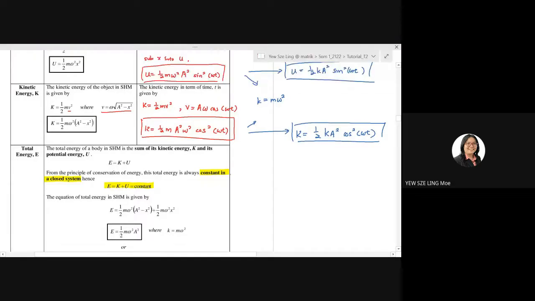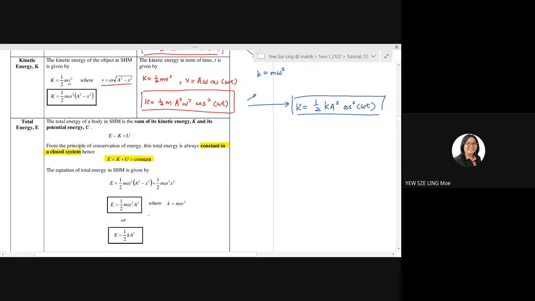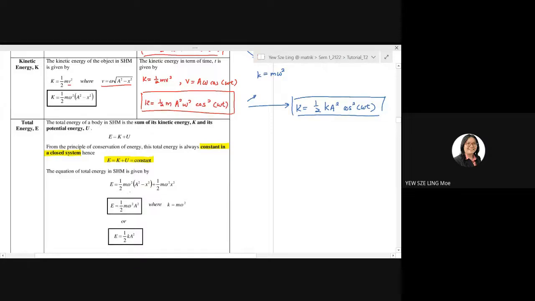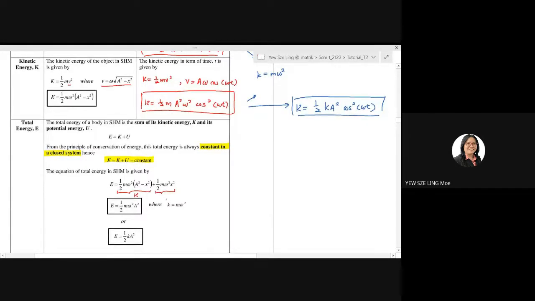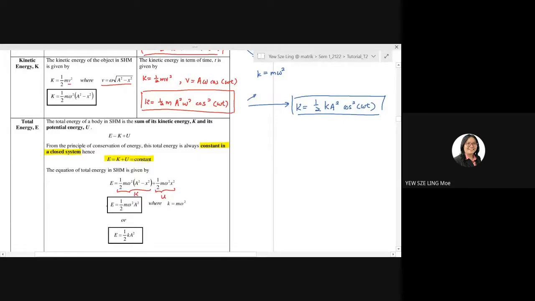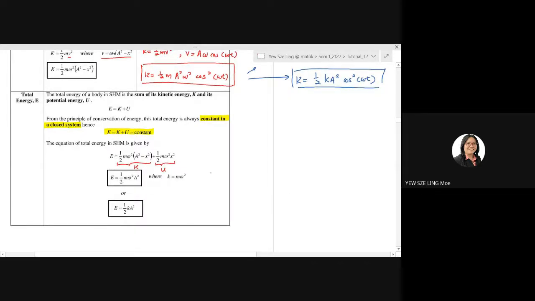Based on the equations above, we have E equals K plus U, where K is 1 over 2 m omega squared (A squared minus x squared), and then this is your U. When you add them up, you will obtain E equals 1 over 2 m omega squared A squared, where K equals m omega squared, therefore E equals 1 over 2 K A squared.